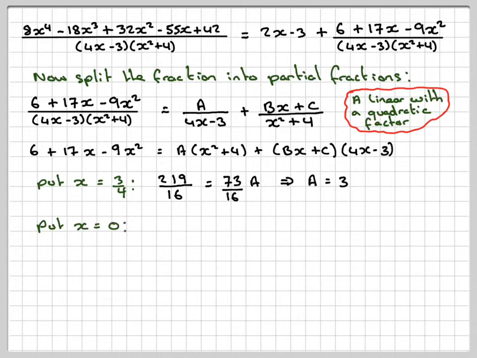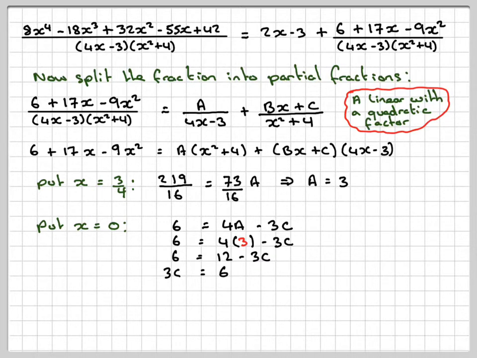If you put x equal to 0, then the only thing you get left here is the minus 3c when you multiply out. So here on this side you get 6. Here you're going to get 4a minus 3c. A we've already found out to be 3. So we're going to get 6 is equal to 12 minus 3c. 3c is equal to 6. C is equal to 2.